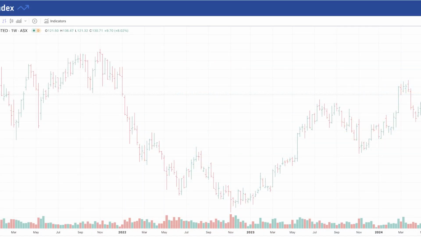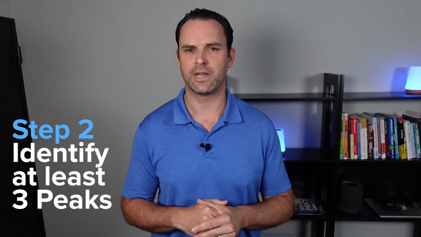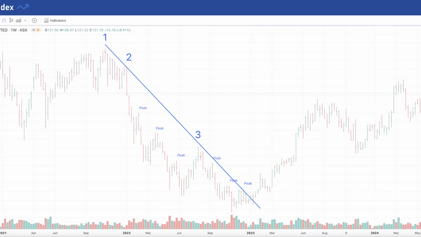So, using this chart, we can count the bars, starting from the highest high prior to the downtrend commencing. So bar 0 is here, and bar 12 is here. So now that we've confirmed there's actually a trend, in step 2, we need to identify at least 3 price peaks in a downtrend. Now, looking at the chart of 0 once again, we can mark out 3 price peaks and then draw a line joining up the 3 peaks.